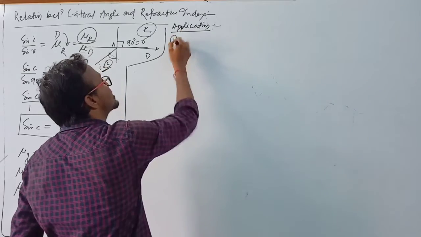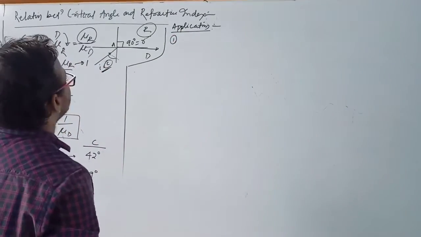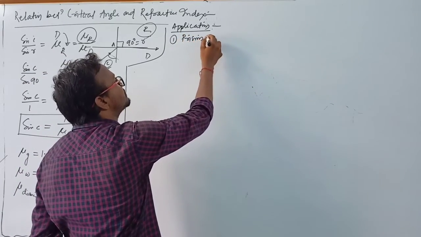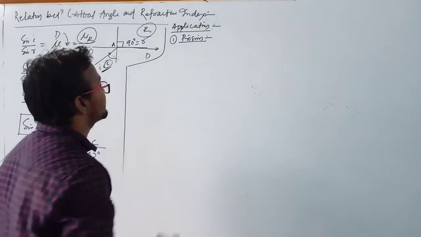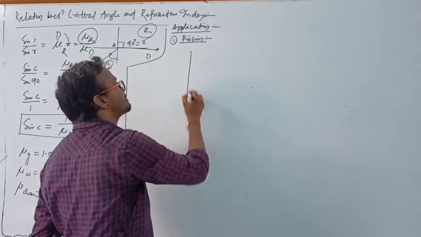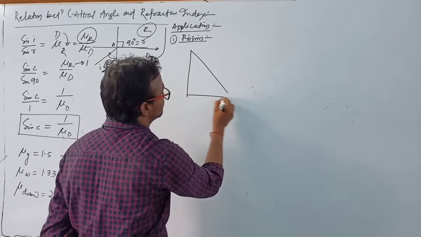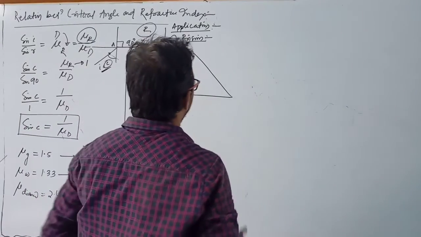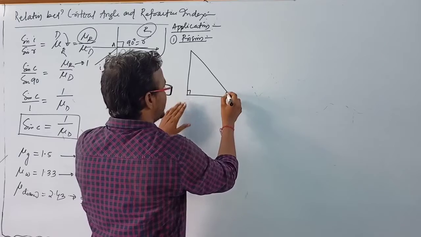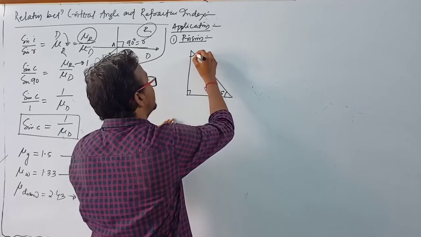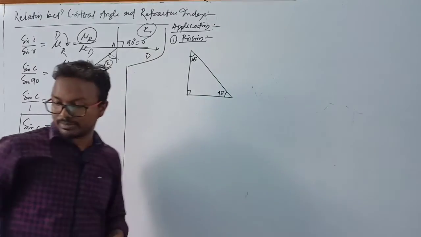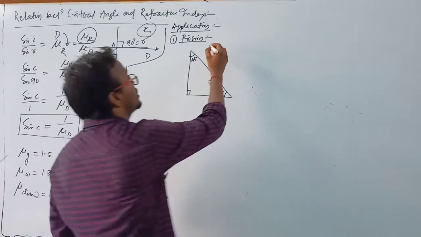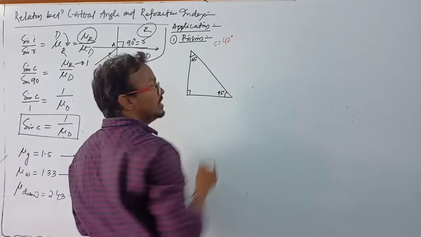Application. First we will discuss the application through a prism. Suppose there is a prism like this. This is the front view or side view of this prism. This angle is 90 degrees, and this angle is 45 degrees, and this angle is also 45 degrees. This prism is made of glass, and its critical angle is given as 42 degrees. So here the critical angle C is equal to 42 degrees.